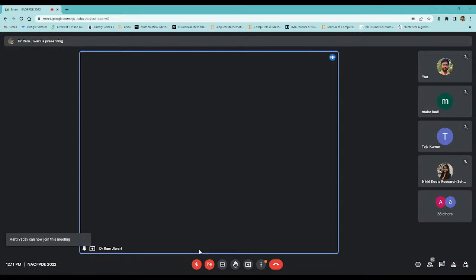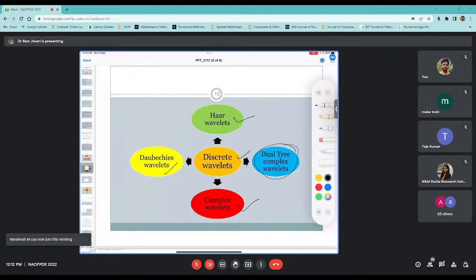Wavelets are of two types of functions. Some are continuous, and some are discrete wavelets. These are examples of the discrete wavelets. The Haar wavelet is the simplest one, so people mostly prefer using Haar wavelets to find solutions of differential equations. Then there are Daubechies wavelets, dual-tree complex wavelets, and complex wavelets. These are some examples of discrete wavelets.